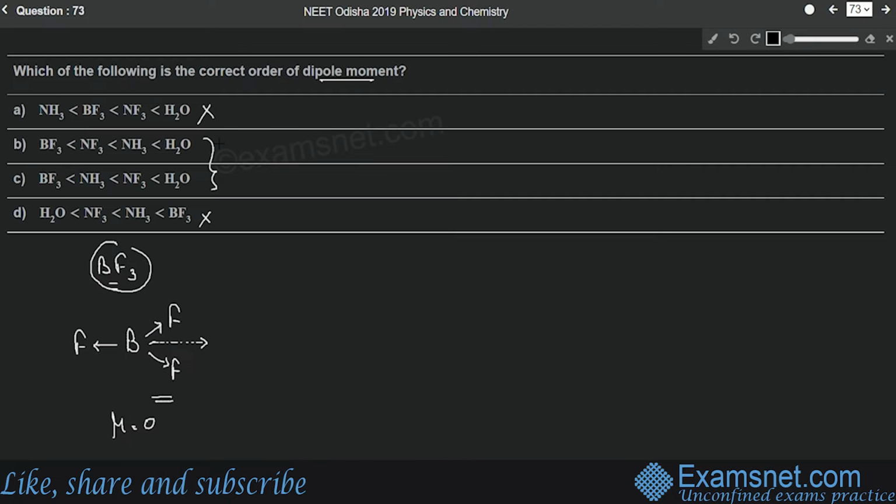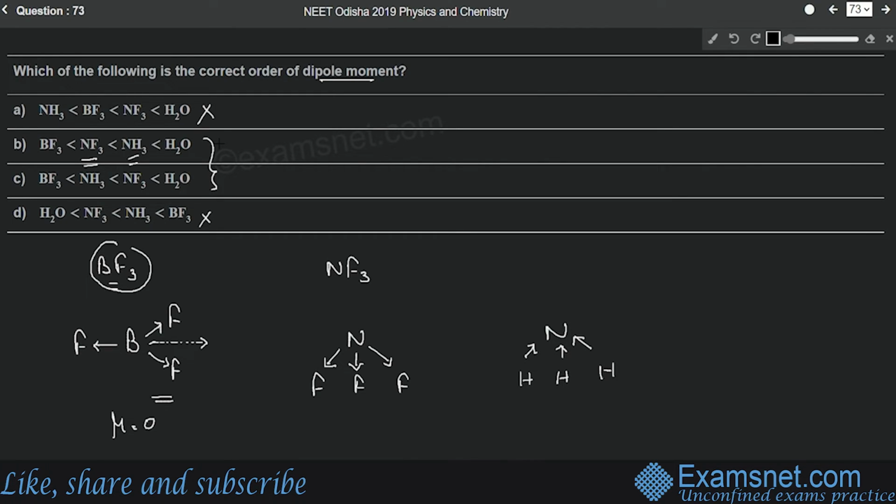Now let's see whether NF3 has more dipole moment or NH3, because in both these options water has maximum dipole moment. Okay, so let's check for NF3 first. So this is nitrogen, this is fluorine, fluorine and fluorine. Okay, similarly for NH3 we'll have the similar structure: hydrogen, hydrogen, hydrogen. But what is the difference here? We know that fluorine is more electronegative than nitrogen. So direction will be like this: nitrogen to fluorine. Okay. Whereas in case of NH3, nitrogen is more electronegative than the hydrogens. Okay. So the direction will be like this.